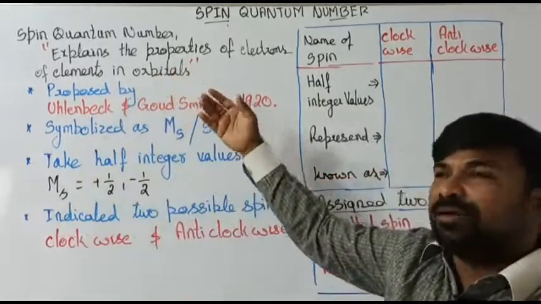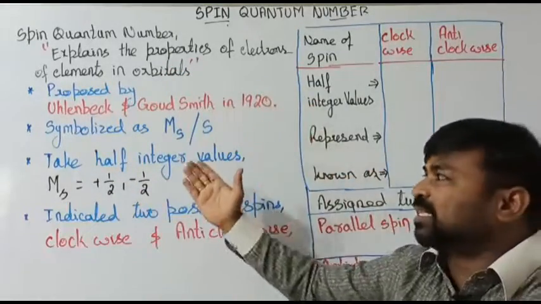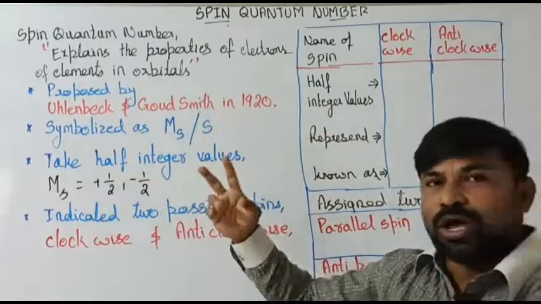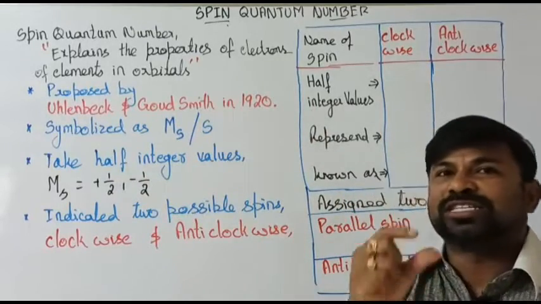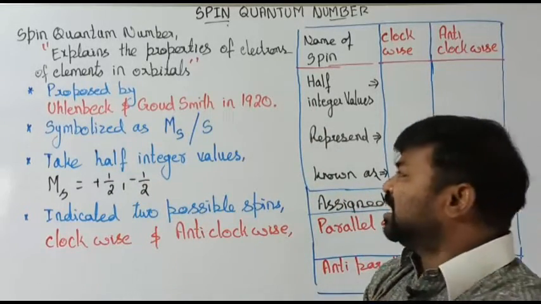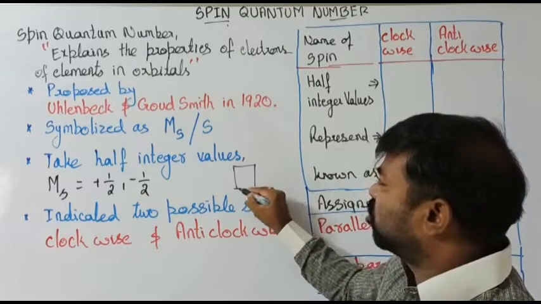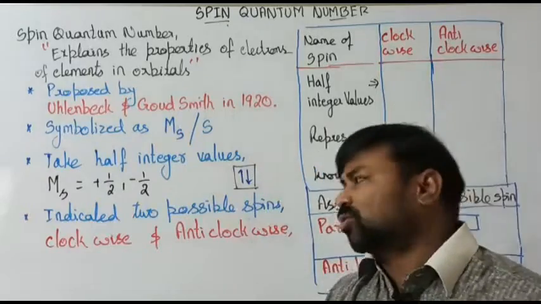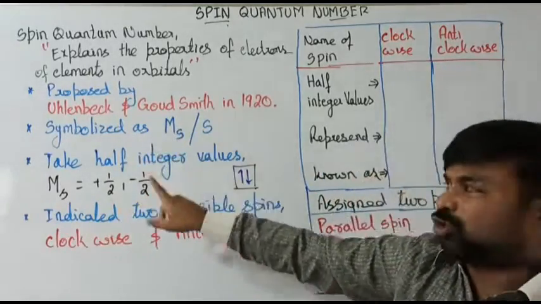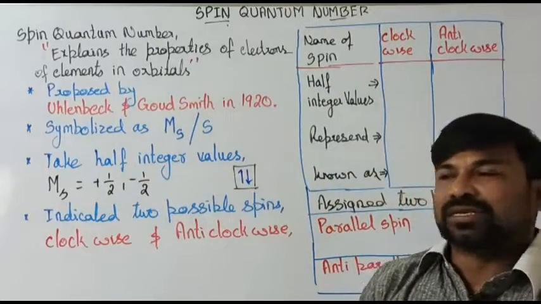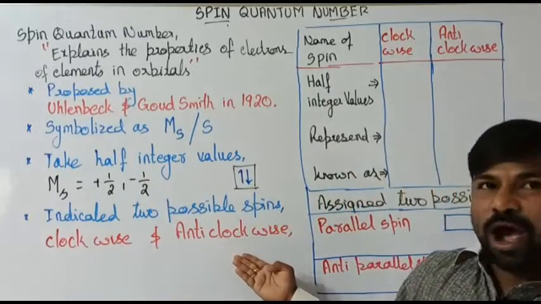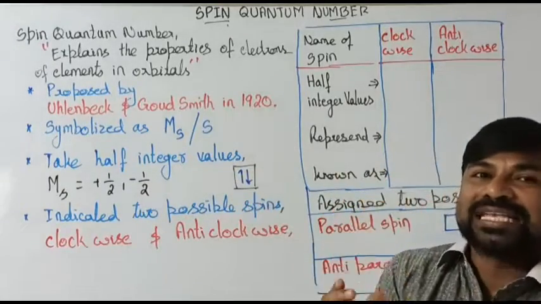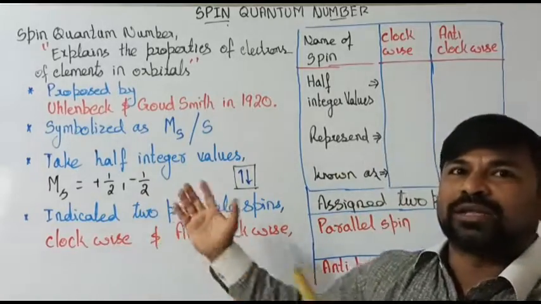So Uhlenbeck and Goudsmit, in the year 1920, assigned the half integer values for the electrons. Of course everyone knows that there are 2 electrons in each orbital. If you talk about a single orbital, we have 2 electrons there. Now these 2 electrons were given 2 spins. One is clockwise, the other one is anti-clockwise. So the 2 electrons present in each orbital are assigned 2 directions, one clockwise, the other anti-clockwise.